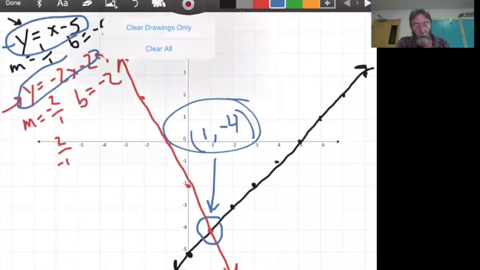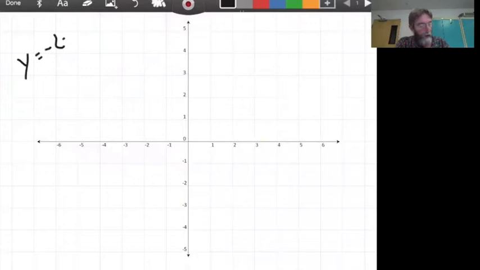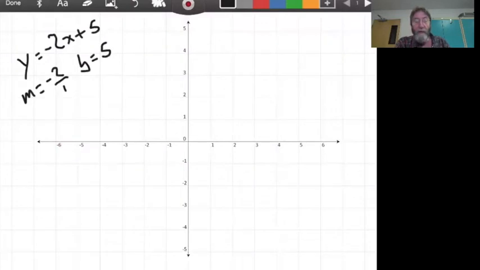All right, let's do another one of those and see how it goes. So let's say we have two equations, y equals negative 2x plus 5. We need to find our slope, negative 2, which is like negative 2 over 1. And our y-intercept is 5. We can graph this line. We go to 5, and my slope is negative 2 over 1. So down 2, positive 1. Down 2, positive 1. Down 2, positive 1.